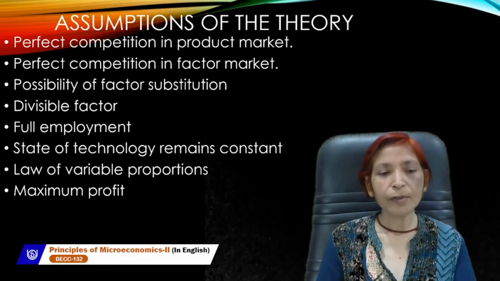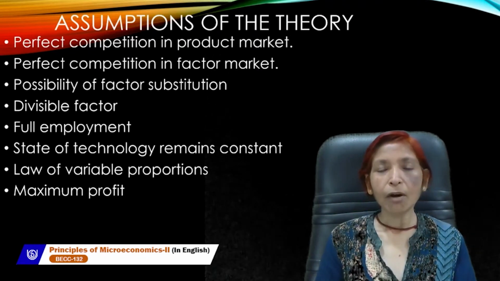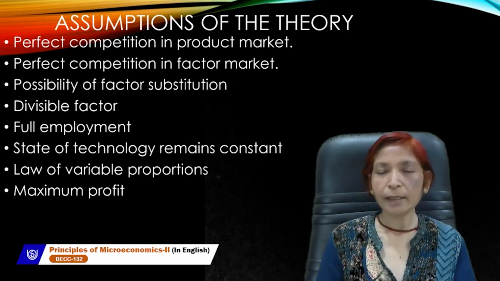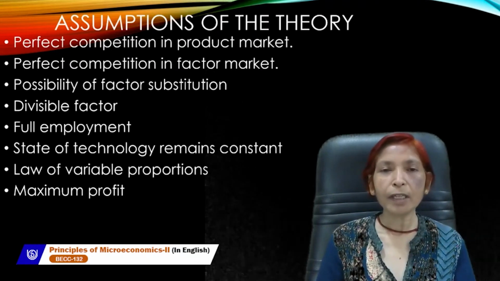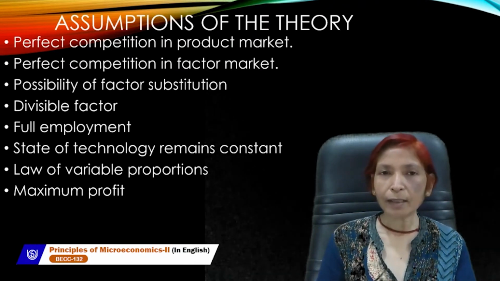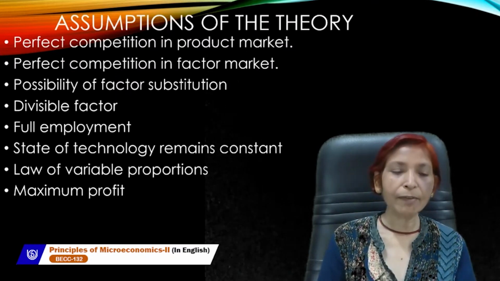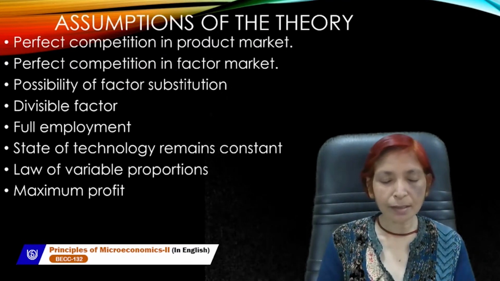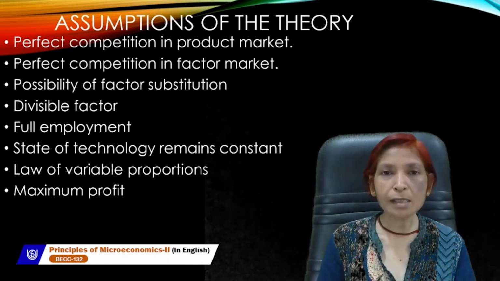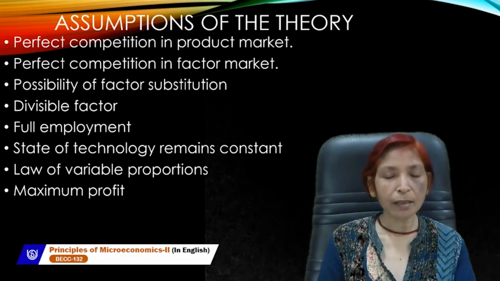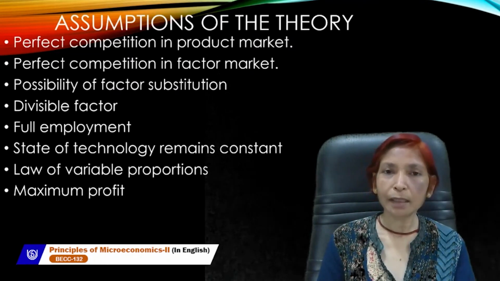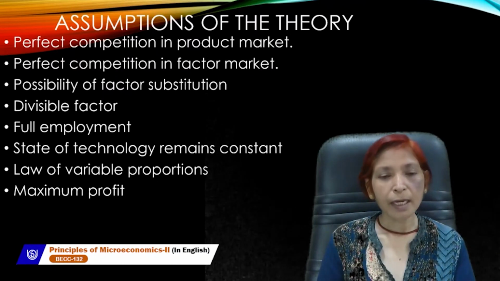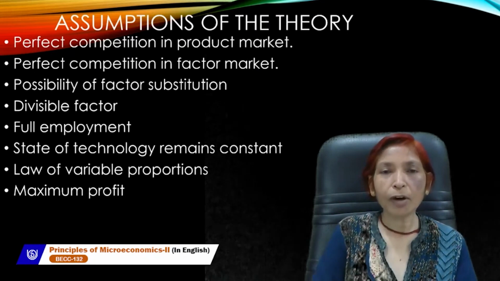Under this theory, we assume that the law of variable proportion exists. The law of variable proportion tells us that if we assume some factors remain constant and only one factor is variable, like labor, while land is a fixed factor, then as we increase the units of labor, in the beginning production will increase. After that, production will become maximum and at last production starts falling.